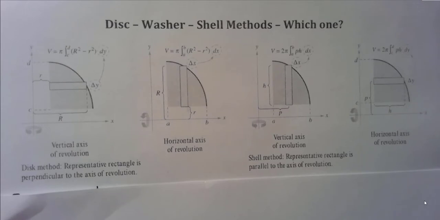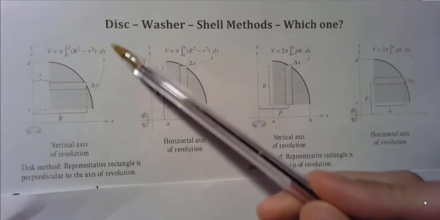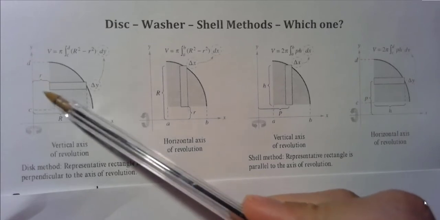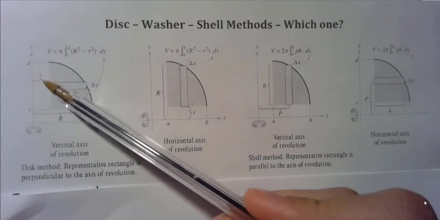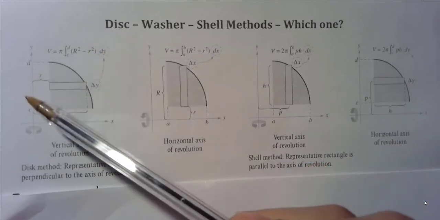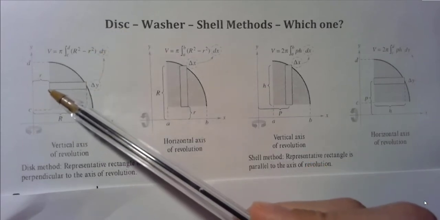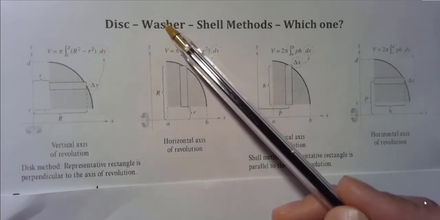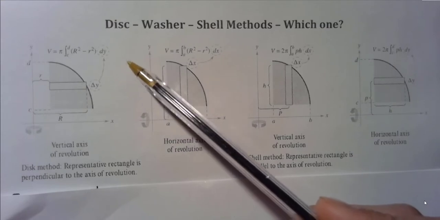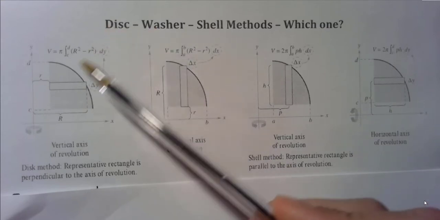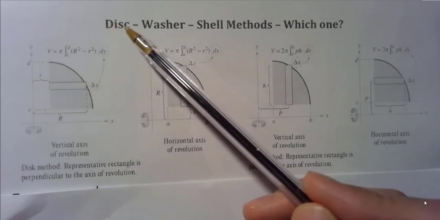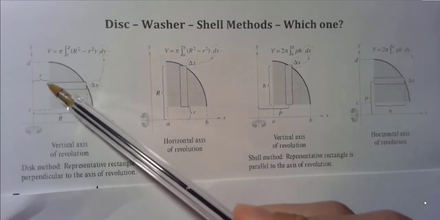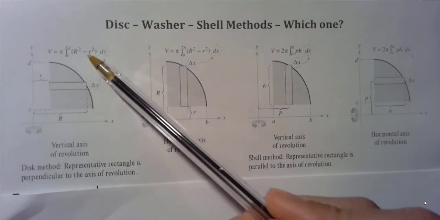Okay, so we know that the disk and the washer are basically the same thing. The disk method is when the inner radius is 0. When the inner radius, the small r, is equal to 0, then we have the disk method. And when the inner radius is not 0, meaning we have a hole, then we just call that the washer method. But washer and disk are basically the same thing. The washer is the disk method when there's a hole, and the disk method is the washer method when r is 0.